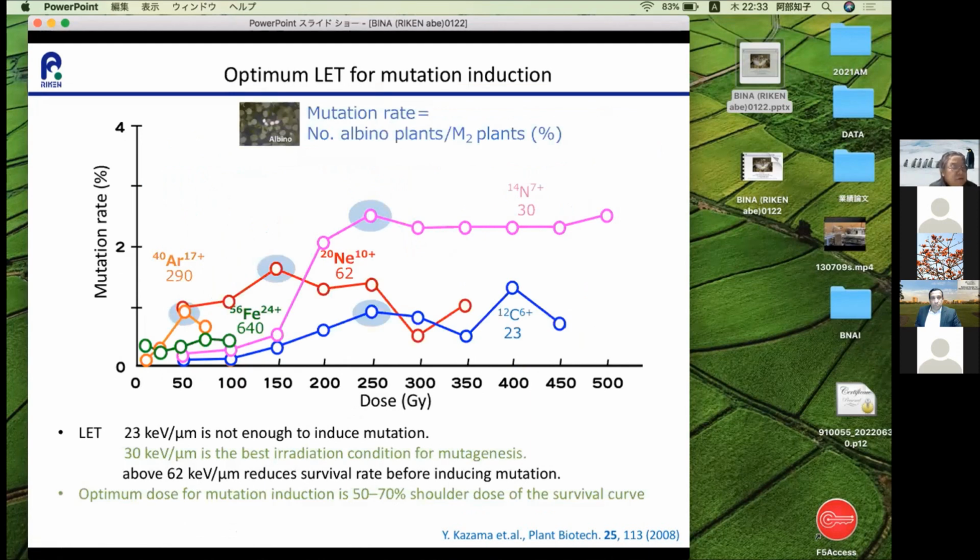Here, I show the mutation curve for each LET irradiation. LET 30 is found to be the most effective for mutation in Arabidopsis. This LET we call LET max. LET 23 is not enough to induce mutation. LET above 62 reduces survival rate before inducing mutation. It means the lack of ion particles for mutagenesis. The optimum dose of mutation induction is 50 to 70% of the shoulder dose of the survival curve.